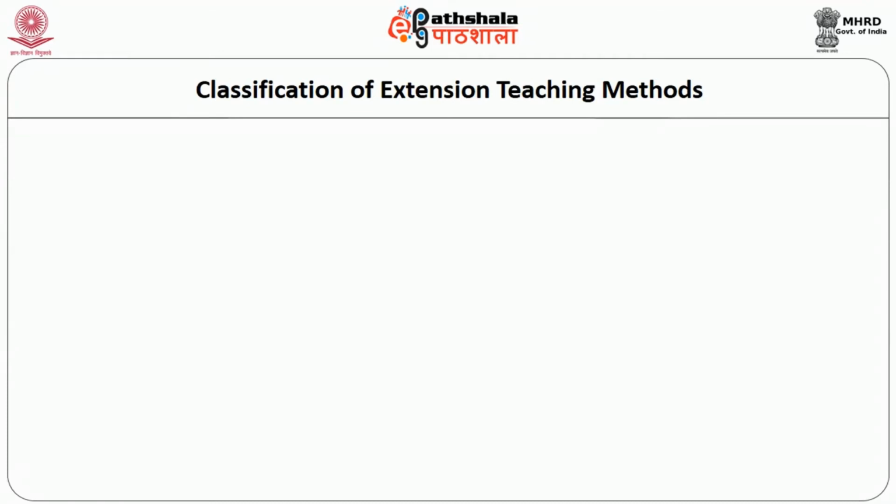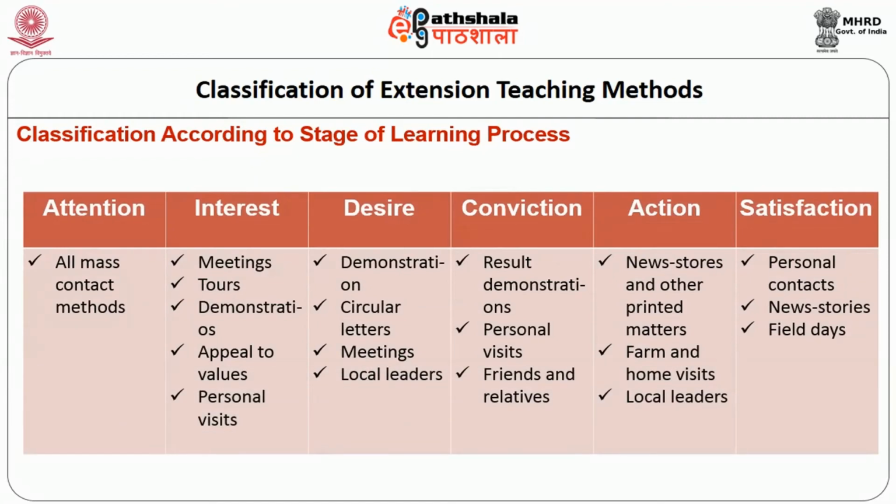Next, classification according to the stage of learning process. So there are 5 or 6 stages involved in the learning process. In the attention stage, suppose we want to seek the attention of the farmers, we can go in for all mass contact methods. In the interest stage, we can go in for meetings, tours, demonstrations, appeal to values, personal visits.